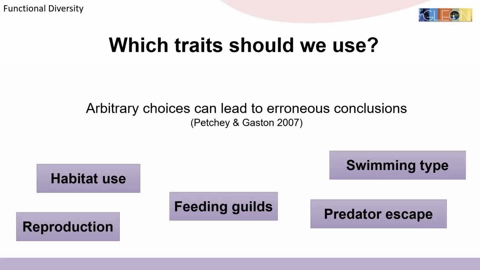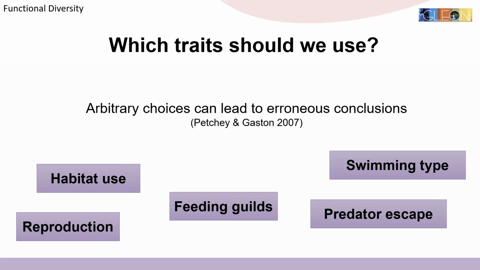But which trait should we use? As I said, depending on the organism that you are studying, if it's fish, for example, if it's zooplankton, phytoplankton, there are so many traits in the literature, so many options that you can choose. Most of them are related to habitat use, reproduction, feeding habits, how they escape predation, how they swim. That can be a behavioral trait. Yeah.